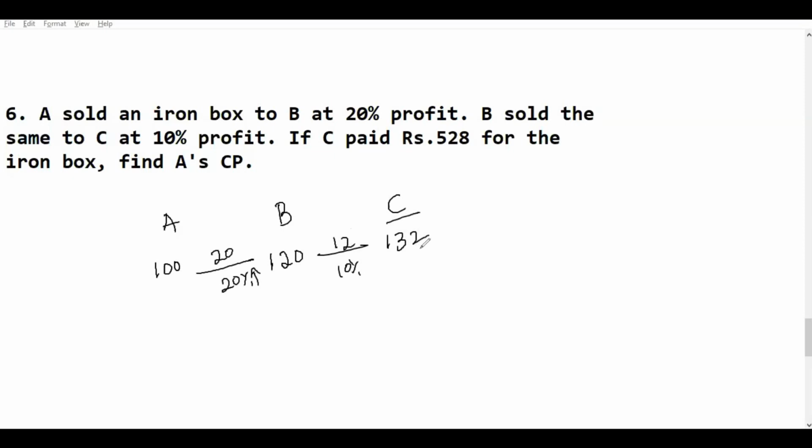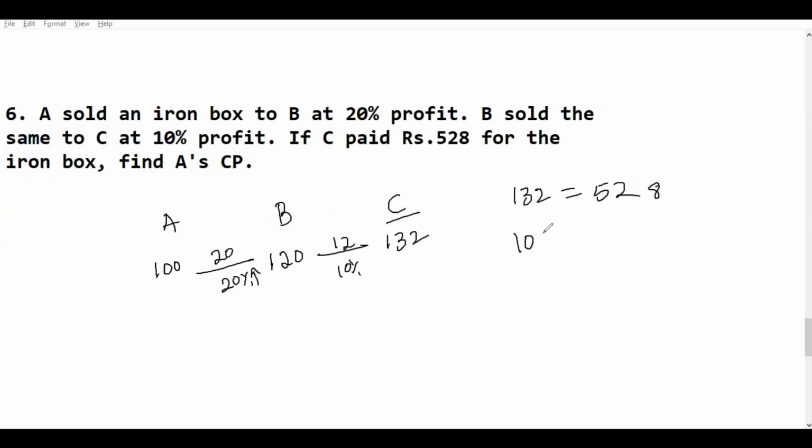So 132. C paid how many? 528. So 132 is equal to 528. Then he is asking what? Find A's cost price. What is A's cost price?